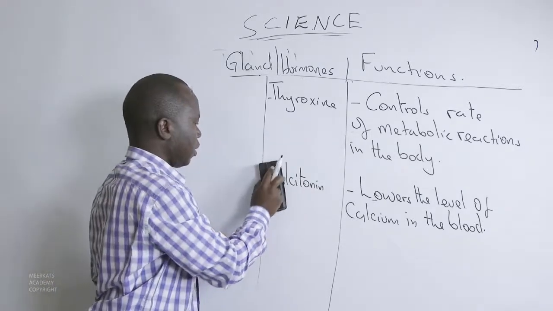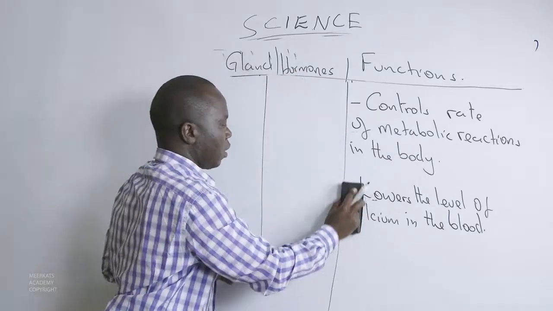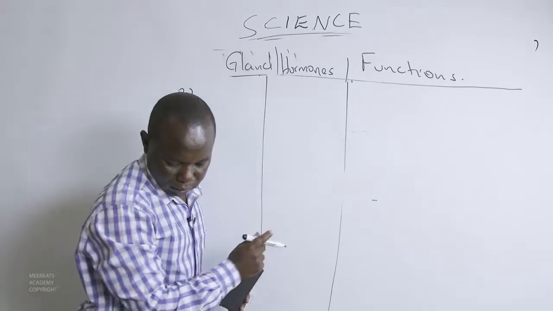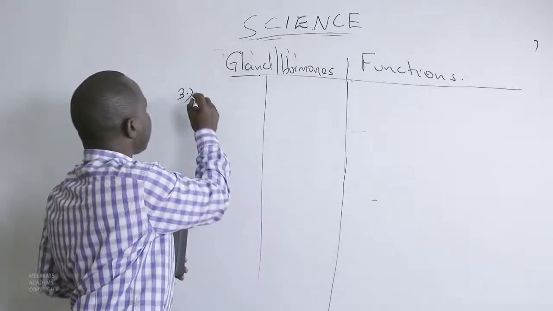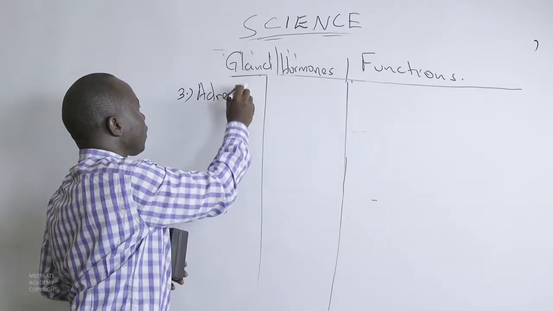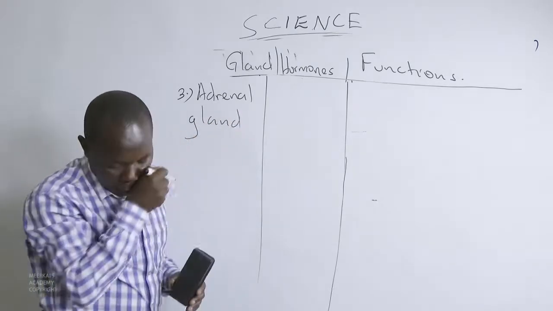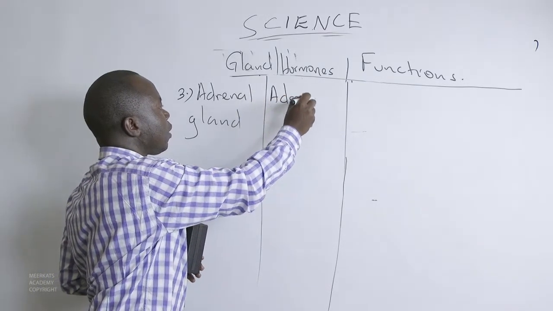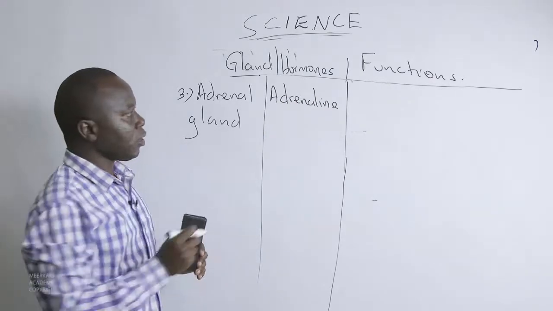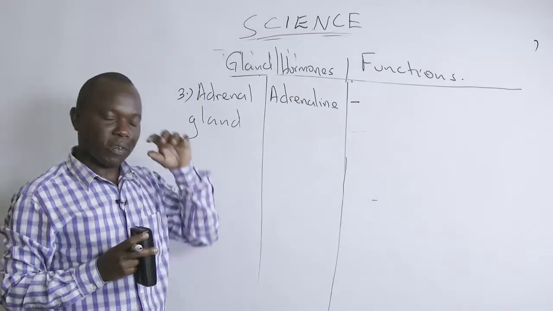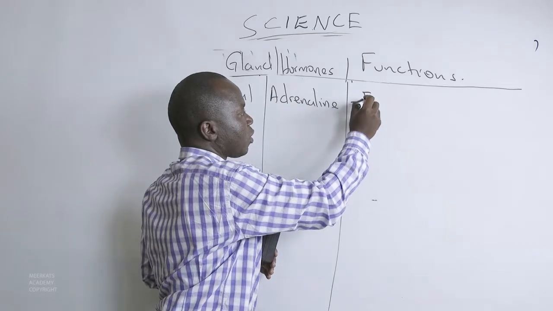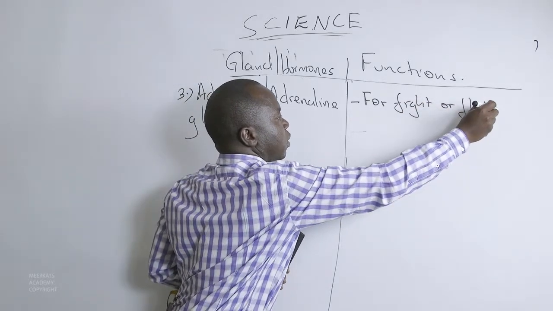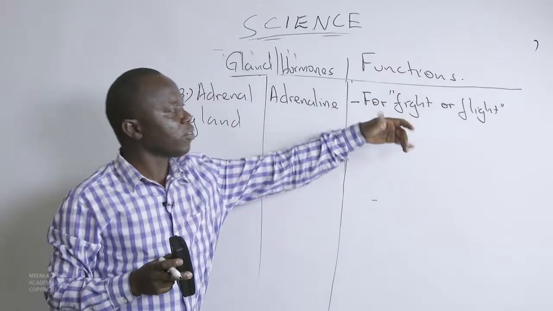Gland number 3 is the adrenal gland. This one releases a hormone, adrenaline. This hormone has been classified as a hormone for "fight or flight." So how does it bring about fight or flight?